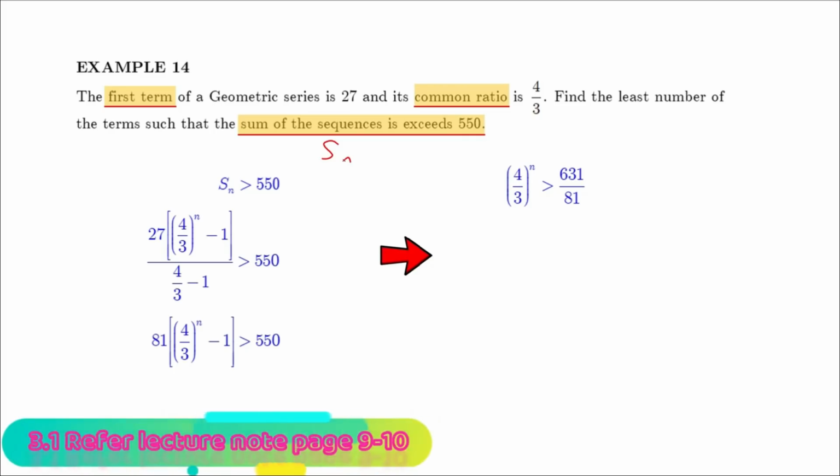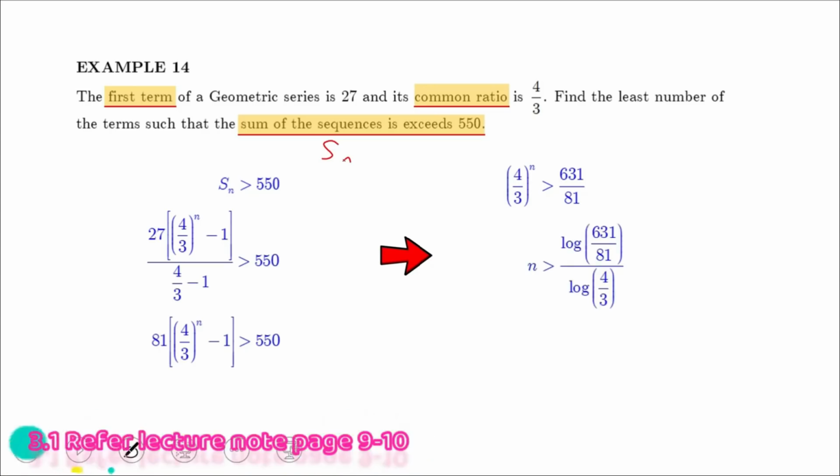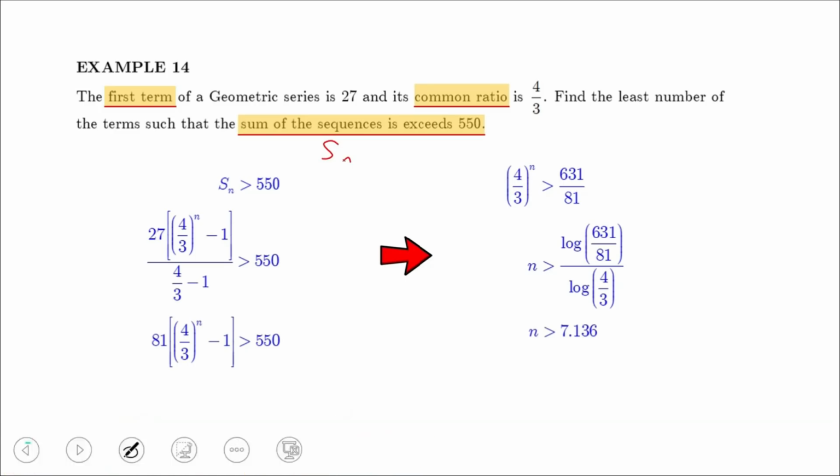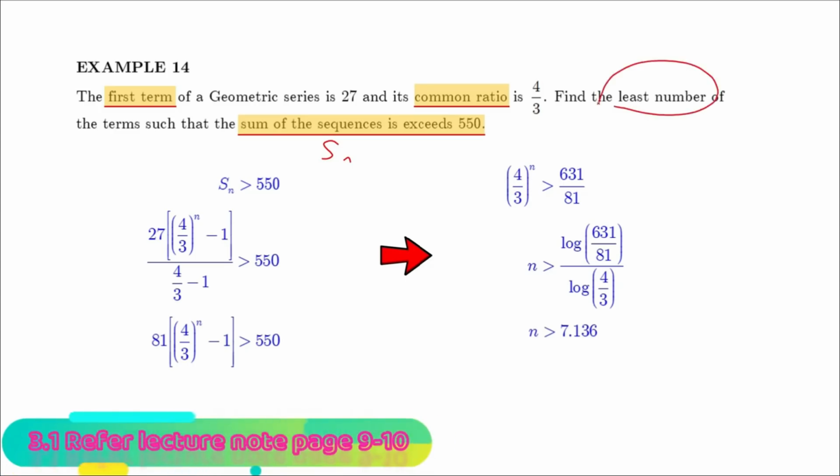Since n is the index on the left-hand side of the inequality, we then have to apply log on both sides of the inequality, and dividing by log of 4 over 3, we now have the following. Then calculating the left-hand side and the right-hand side, we then get n greater than 7.136, and the least number n such that n is greater than 7.136 is then n equals 8. And we're done.